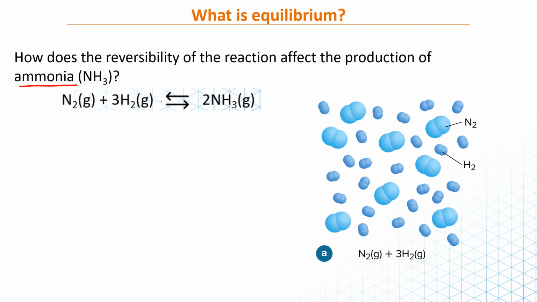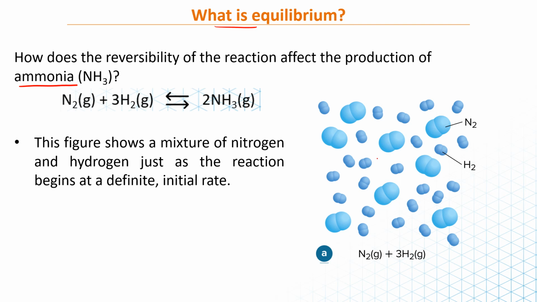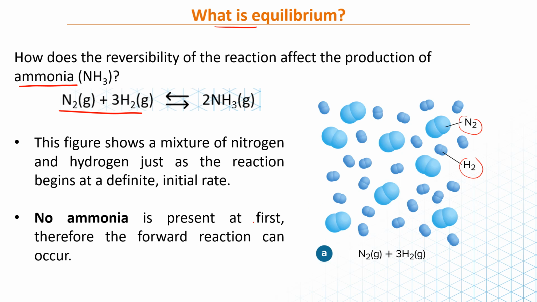So how does the reversibility of the reaction affect the production of ammonia? So if we want to tell the story of this reversible reaction and how it reaches equilibrium, how can we say that? So have a look at the image. This figure shows a mixture of nitrogen and hydrogen just as the reaction begins at a definite initial rate. يعني هذا قبل بداية التفاعل أو عند البداية. عند البداية I only have H2 and N2 المتفاعلات, right? No ammonia is present at first, therefore the forward reaction will happen. The forward reaction اللي هو إلى اليمين to make ammonia.